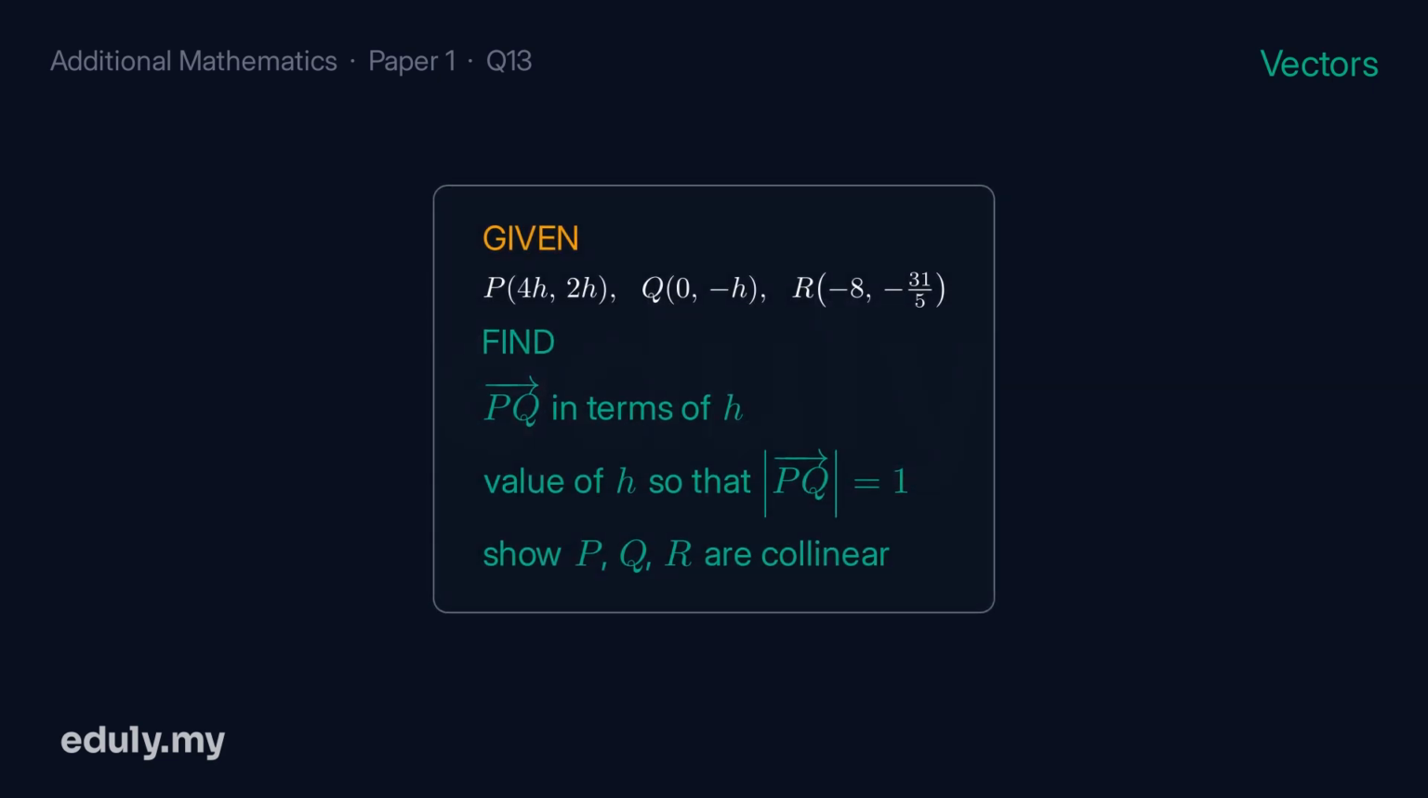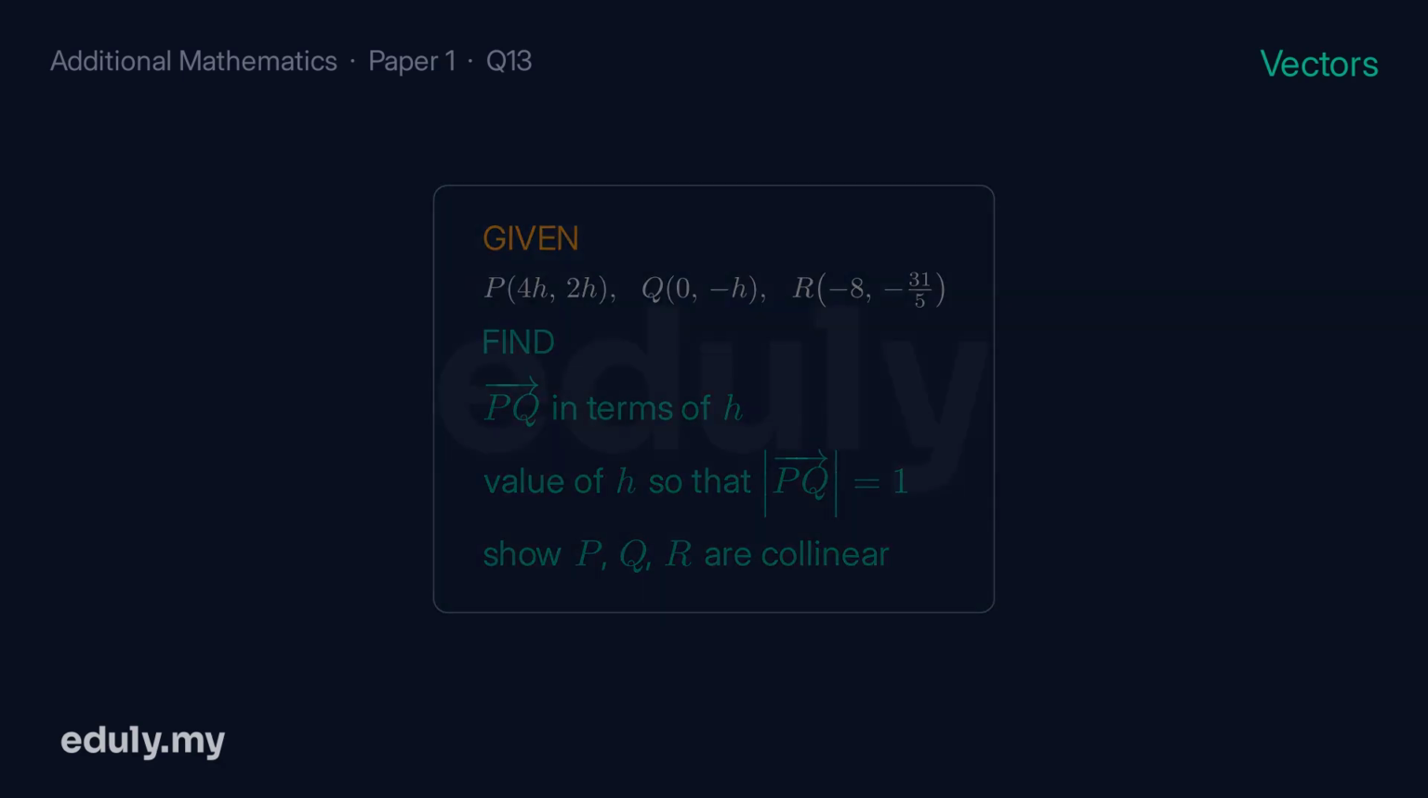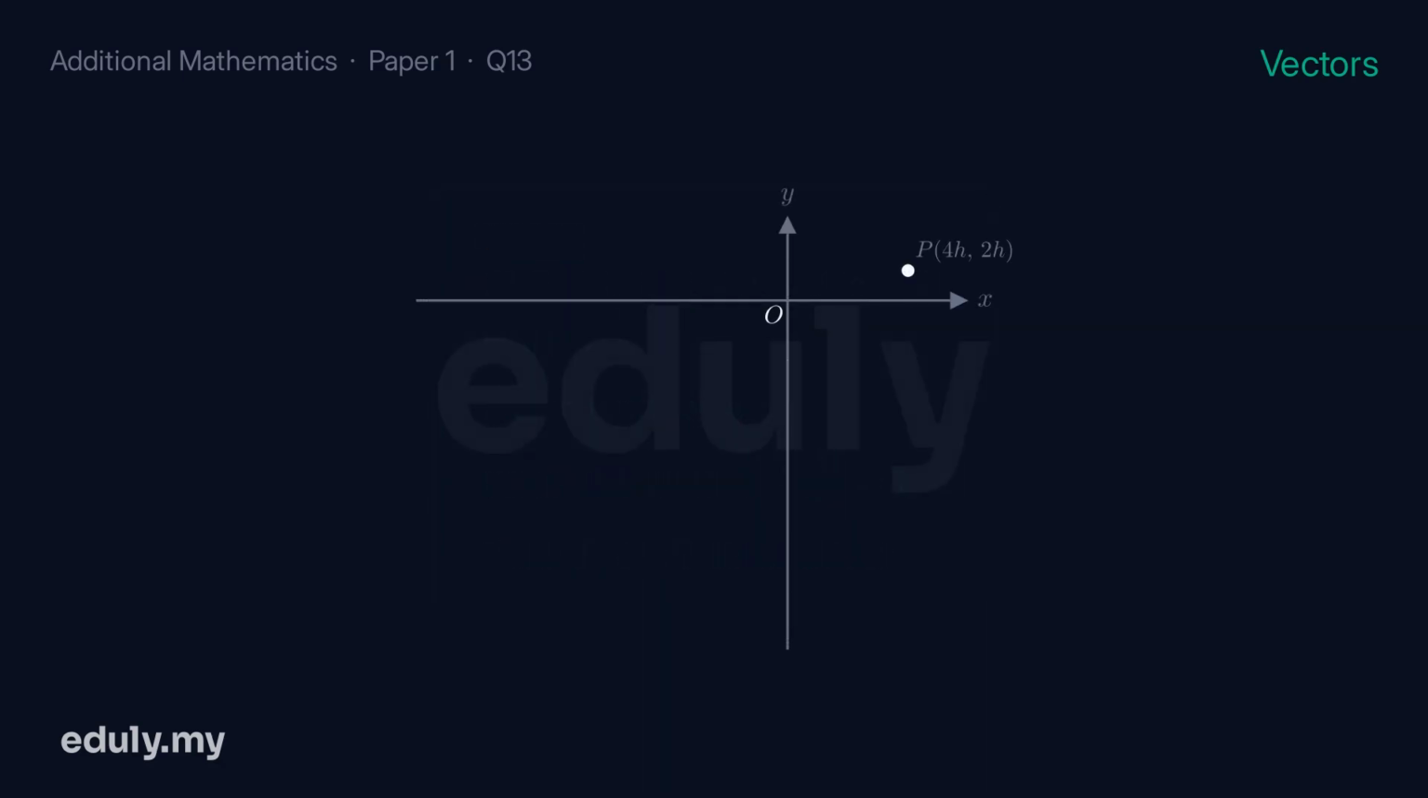So here's what we're working with and what we're after. We hold the 3 points, and from them we build the vector, find H, and prove they are collinear. Picture the plane. P sits up and to the right, Q is just below the origin on the y-axis, and R is way down in the bottom left.